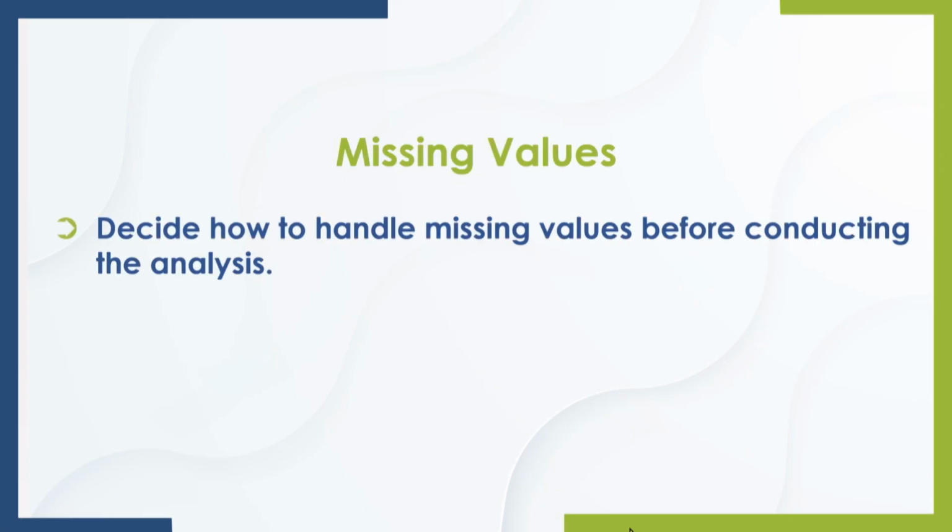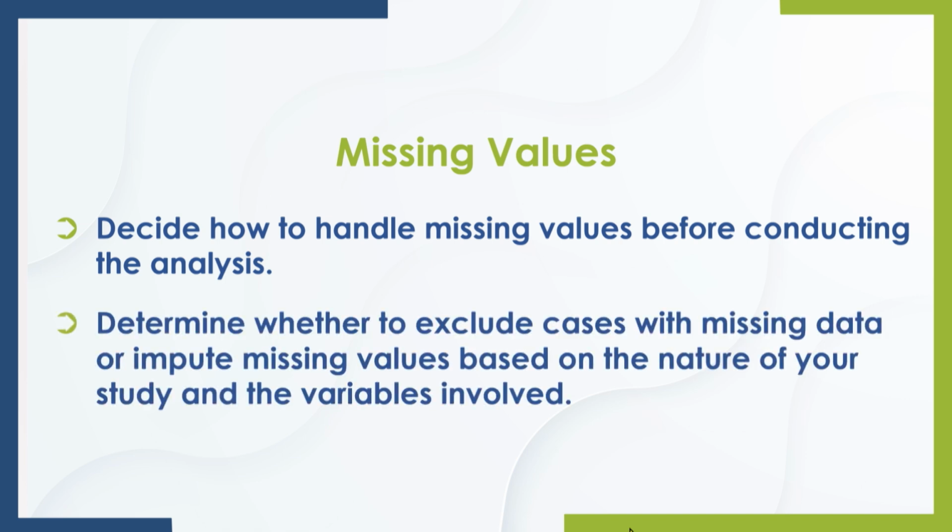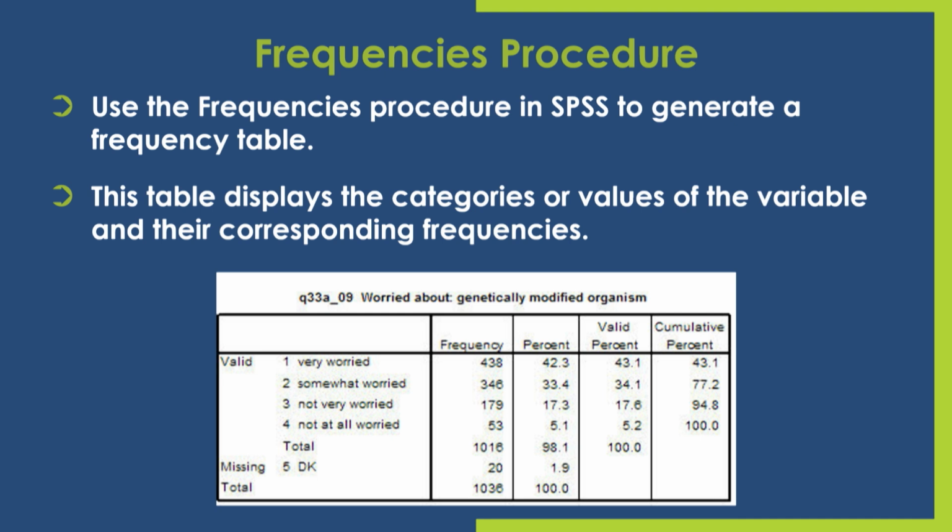Missing values: decide how to handle missing values before conducting the analysis. Determine whether to exclude cases with missing data or impute missing values based on the nature of your study and the variables involved. Frequencies procedure: use the Frequencies procedure in SPSS to generate a frequency table. This table displays the categories or values of the variable and their corresponding frequencies, which is the frequency table output which we will get in the SPSS package.